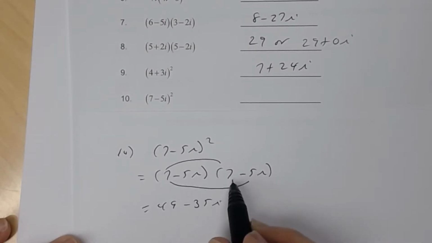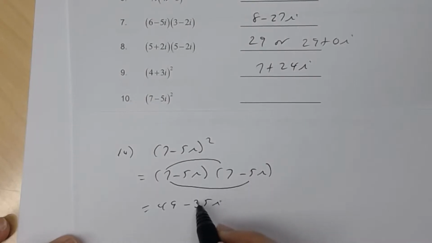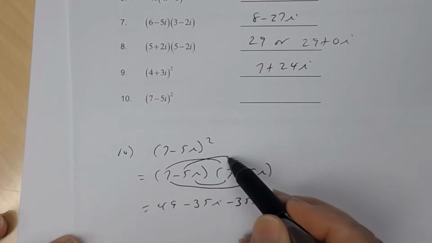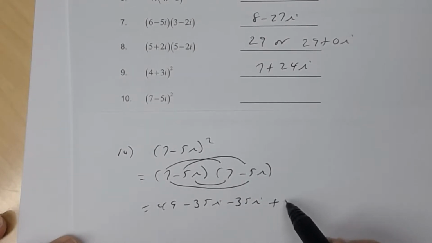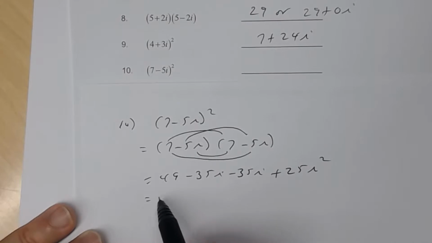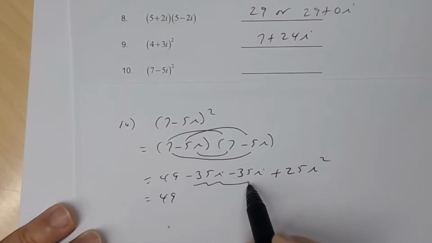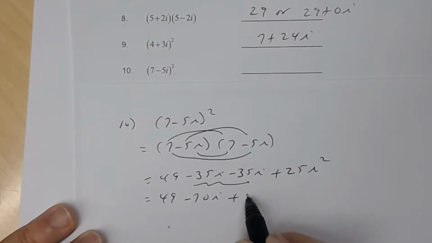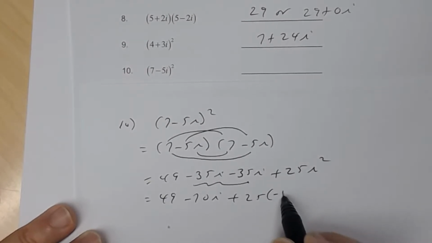Now, since these two binomials are exactly the same, the outer and the inner should be the same. So negative 5i times 7 is also a negative 35i. And then the last, a negative 5i times a negative 5i is a positive 25i squared. And so then combining like terms, I get 49. This negative 35i and negative 35i is a negative 70i. And then plus 25 times i squared, which is equal to negative 1.